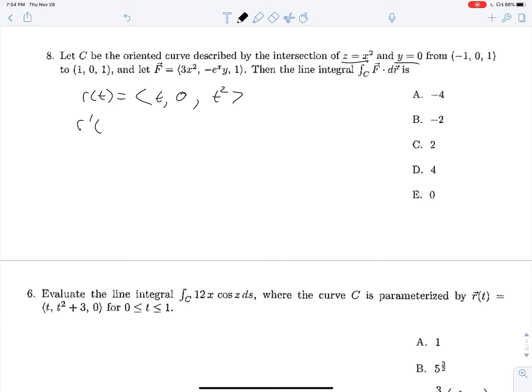So moving on from that, we have r prime of t, which is going to be 1, 0, 2t, and f of r of t, which will be, well, 3x squared is going to be 3t squared. E to the negative xy, well, y is 0, so that whole thing's 0, and then 1 is just 1. So taking our dot product, we are going to be left with the integral.